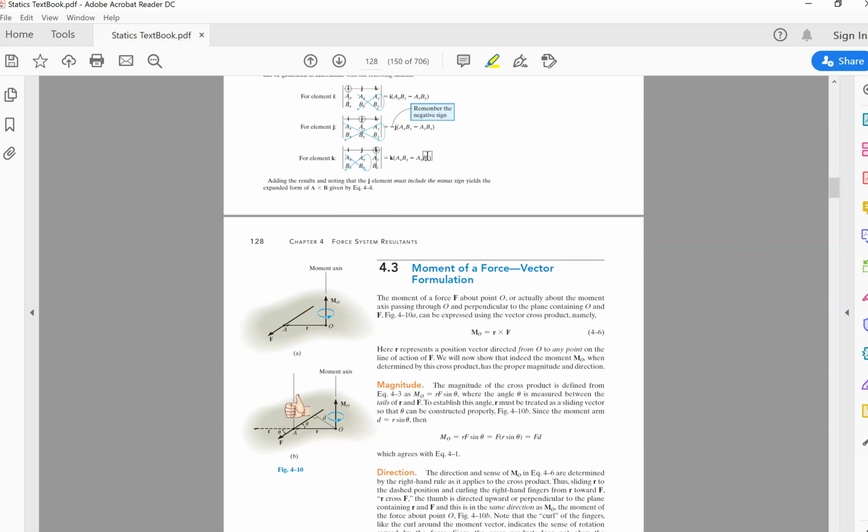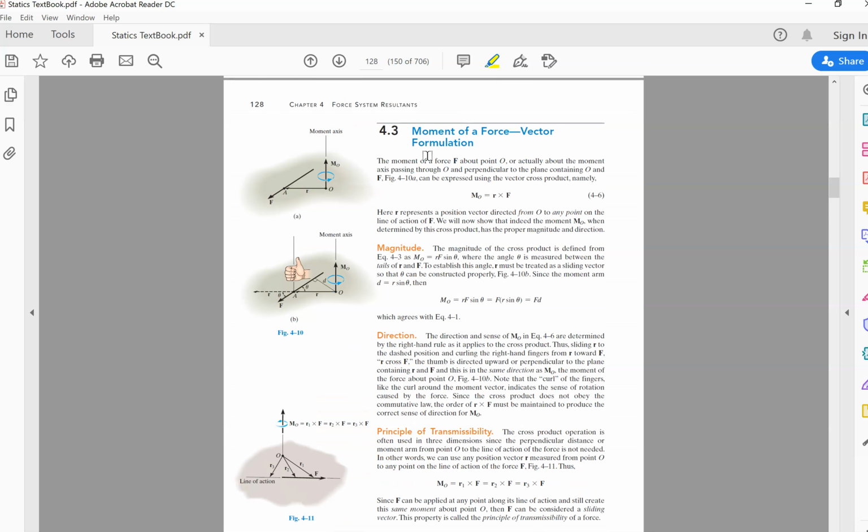Now let's look at the application in statics: moment of a force, vector formulation. As I've told you before, force times distance is moment. That's for scalar. Now, when it comes to vector, it is similar to scalar, but it's not the same as scalar. So here we have something a bit different.